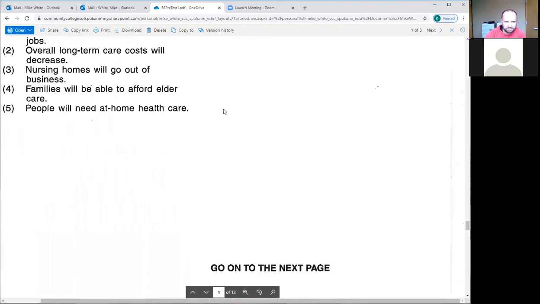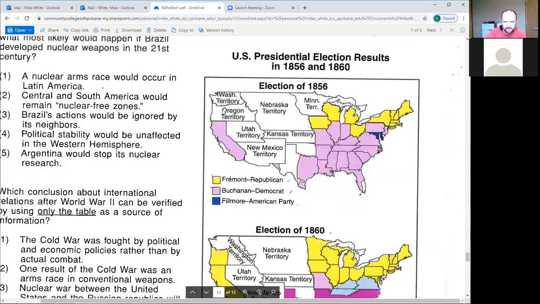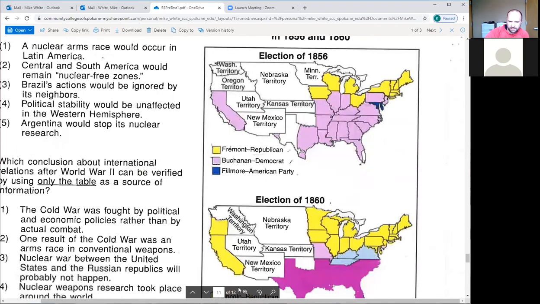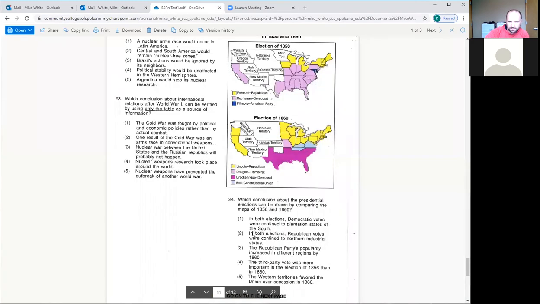Last one worth doing or not? I had one more on my list. Yeah, just because it's a map one. Let's just do this one really quickly and then we'll call it.